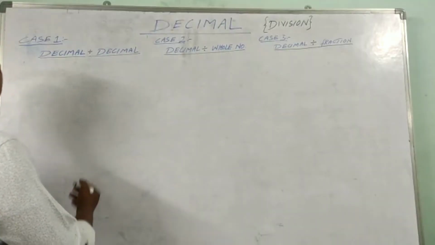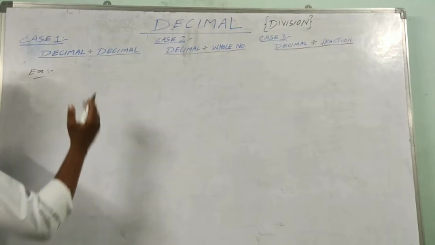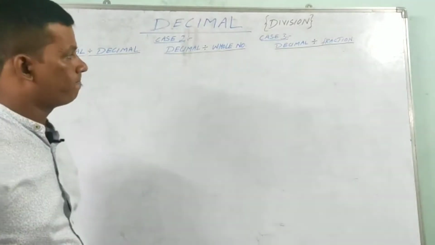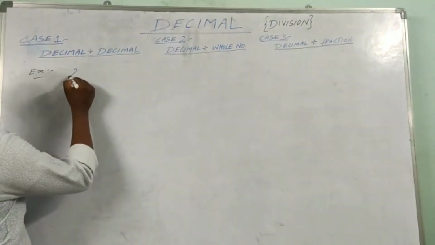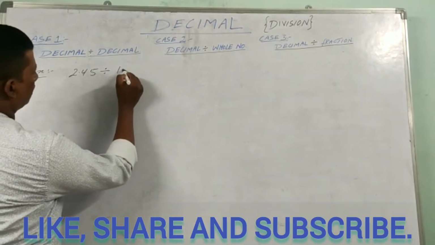With an example, we will take case 1, decimal with decimal. How to divide two decimals. Now take the example 2.45 divided by 1.5.